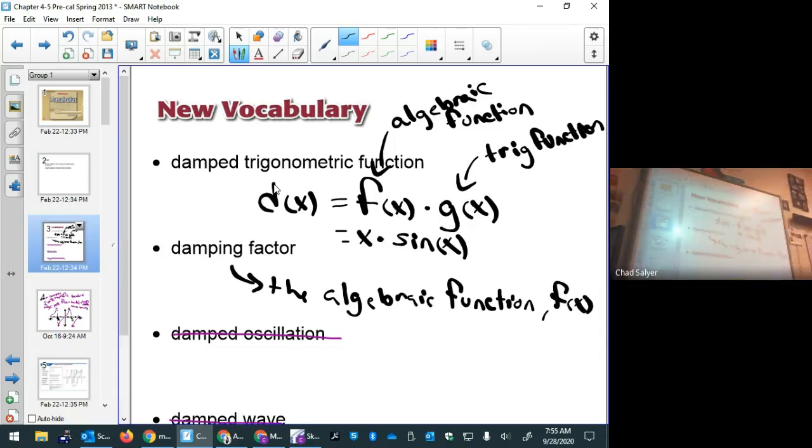So that's the only new thing for this chapter, things you haven't previously seen. And the graphs of these are pretty interesting. I'll show you, and you'll see why they're used to model physical phenomena.